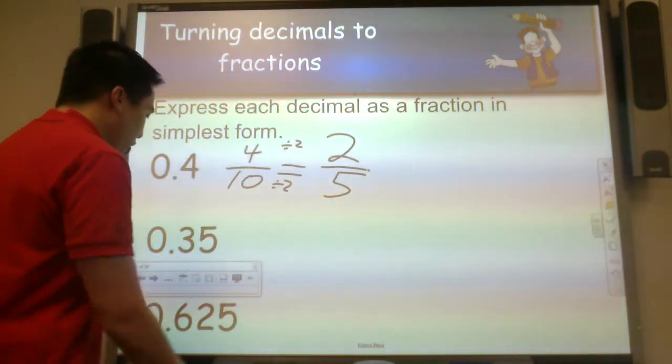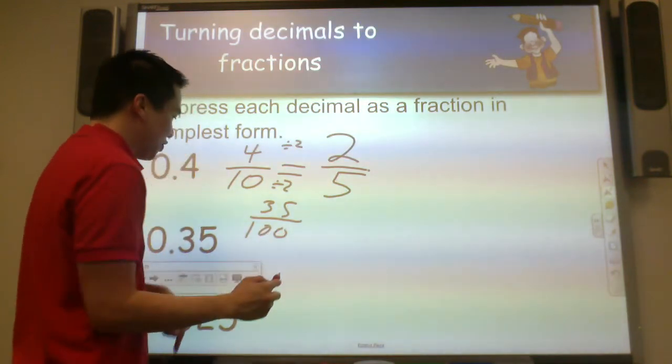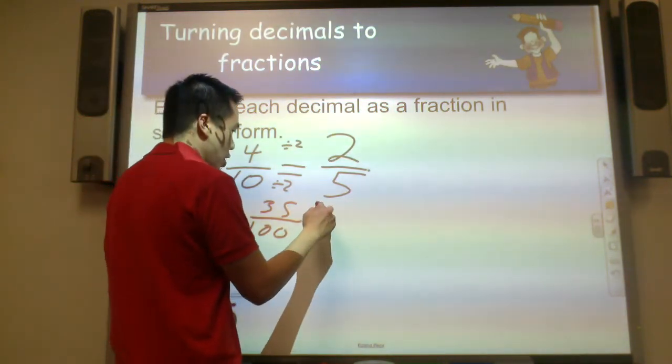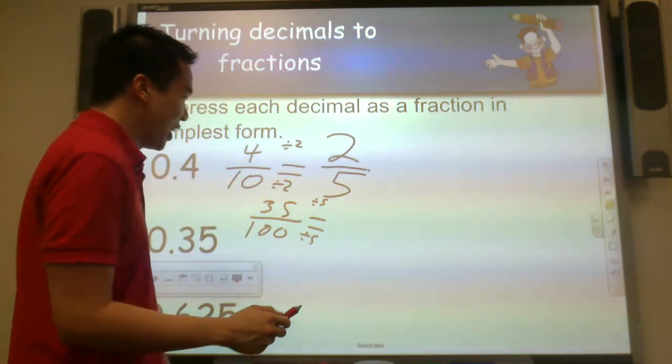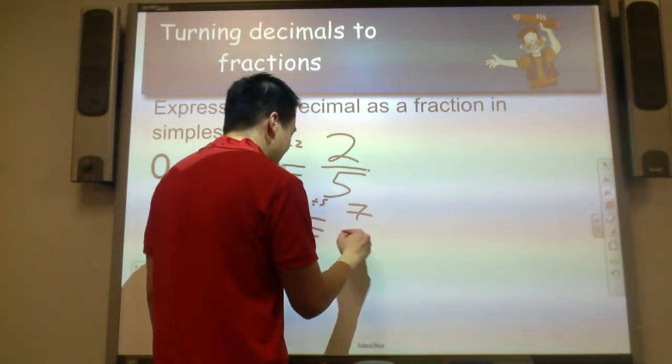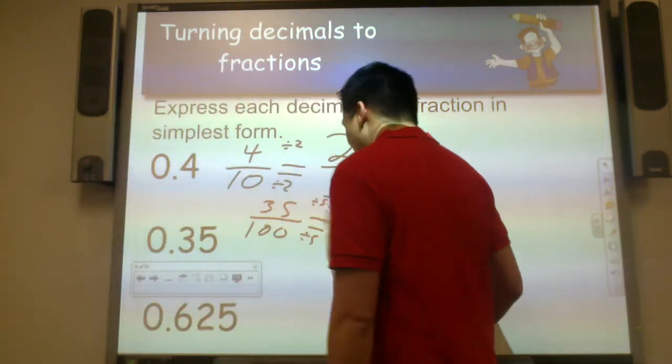Next one, 35 hundredths. It's in the hundredths place value. Can you simplify this? Whenever you have a number that ends with a 5, usually you can divide by 5. 7/20.